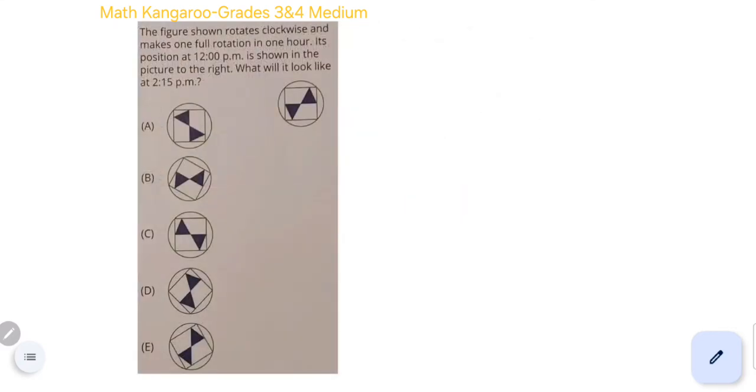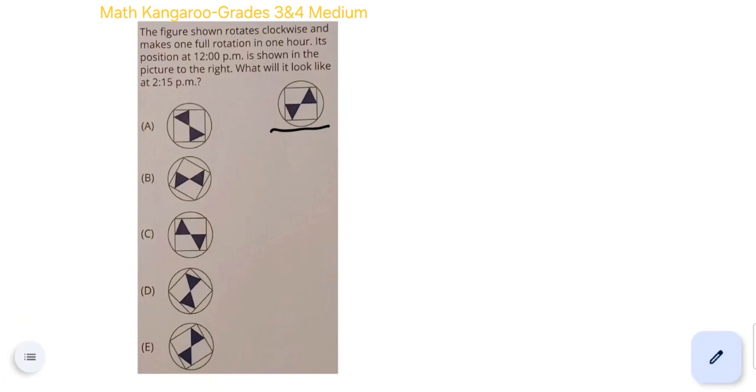Our last problem for today's video here says, the figure shown rotates clockwise and makes 1 full rotation in 1 hour. The position at 12 p.m. is shown in the picture to the right, which means this picture. What will it look like at 2:15 p.m.?